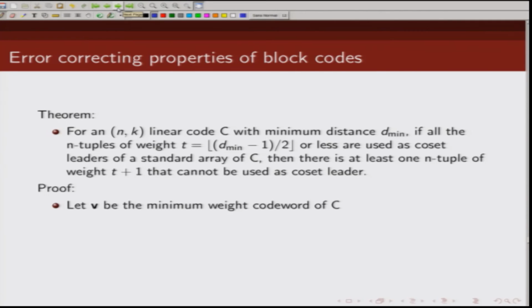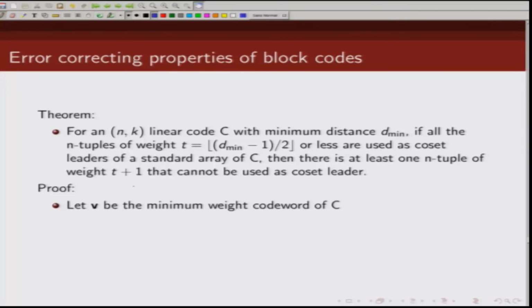Next, I am going to show you a result which is as follows. If you have an (n, k) linear block code whose minimum distance is d min, and if all n-tuples of weight t or less are already used as coset leaders, then there is at least one n-tuple of weight t plus 1 which cannot be used as a coset leader. So, this essentially is going to show us again the same result, that any error pattern of weight t plus 1 is not guaranteed to be corrected. So, how do we prove it?